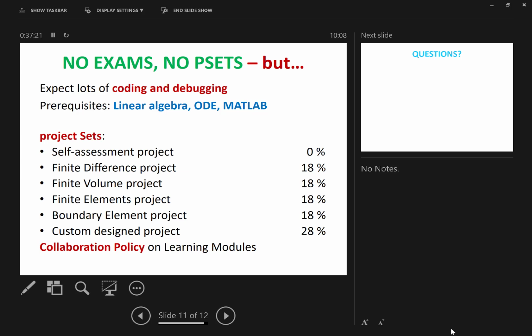And the rest of the projects that actually count are 4 projects, one with each method, right? Finite difference, finite volume, finite element, and boundary element method. At the end of the class, you are supposed to design your own project that counts 28%. So for those who already have a research interest, it's a good bargain for you, because you can do a project that can both show to your advisor and show to me, right? For those who don't have a research project yet, you can figure out whatever you are interested in and do something relevant to this class and to what you're interested in.